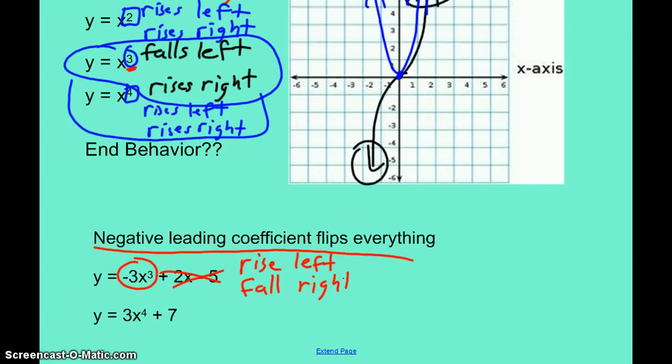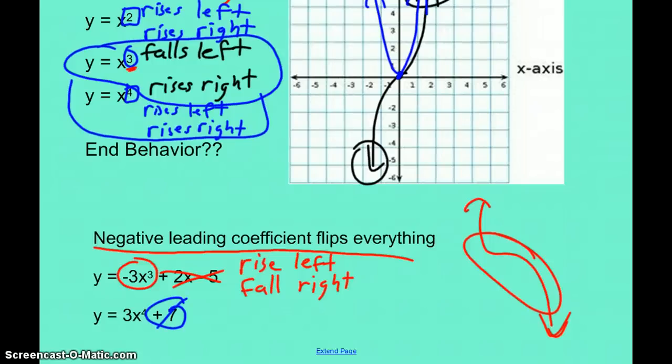It's going to look something like this. That is going to be the general shape, where it rises on the left, falls on the right. We don't know what's happening in between. In here, we don't know what's happening yet. We're just talking about the end behavior of our graph. It's going to rise to the left, fall to the right. And then when we look at our second example, y equals 3x to the fourth plus 7, again, the plus 7 doesn't mean anything to us. It's got an even degree and a positive in front, so it's going to be the same as it was up there. It's going to rise to the left and rise to the right. So that's how we do end behavior.